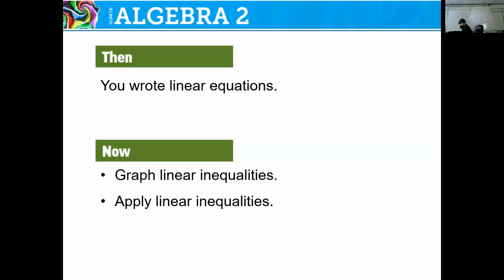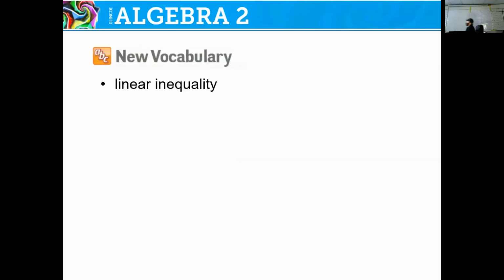Okay, so we're going to have to do a lot of algebra to be able to get it into a form that we can work with and graph off of. So the new vocabulary, linear inequality. You have the boundary, that's the name of the line that we're going to be graphing. And then you have the constraint, which is the shaded section. And remember, we're going to shade what makes it true.